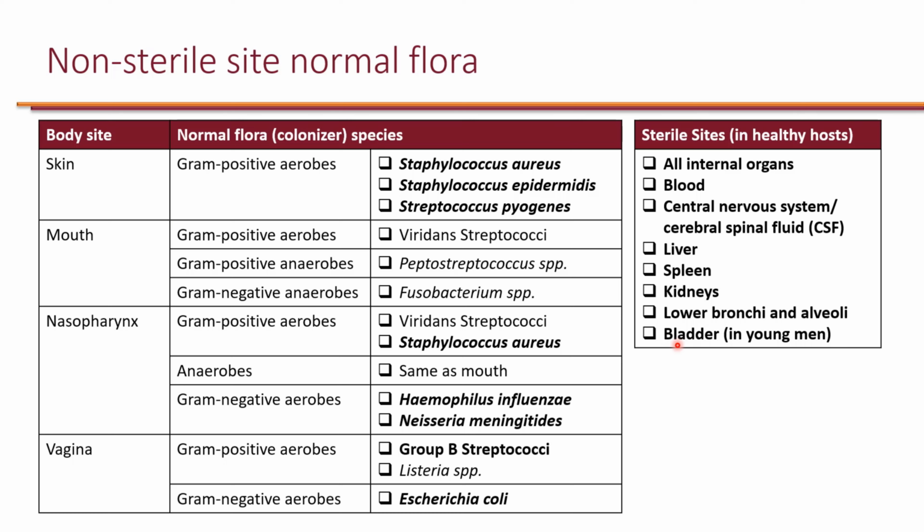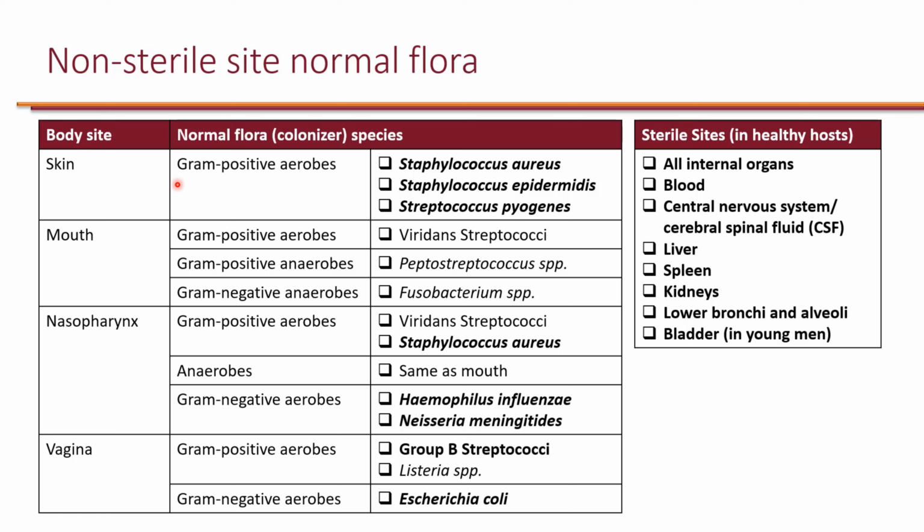In women, given the anatomical differences between men and women, it's common for the bladder to be colonized, and as women get older, the percentage of colonization also goes up. Anybody who has a urinary catheter almost certainly has colonization of the bladder. So the bladder is kind of tricky on this list, but for the rest of this list, if you find an organism, it's likely due to infection. But let's focus on the normal flora in these other sites.